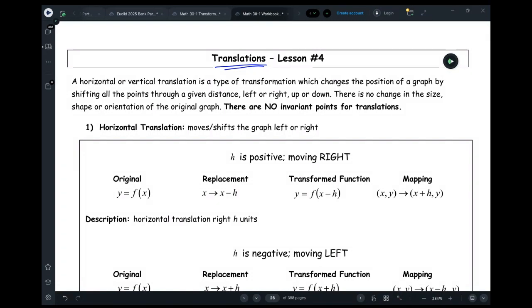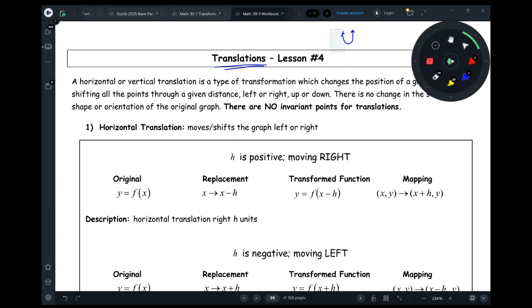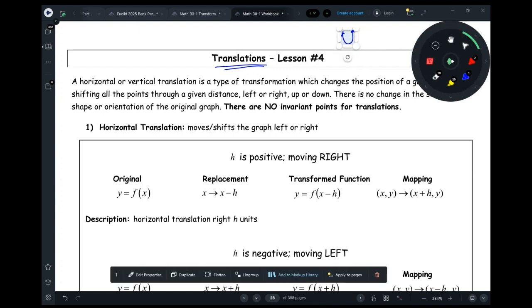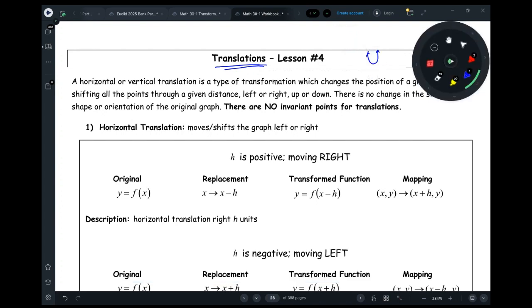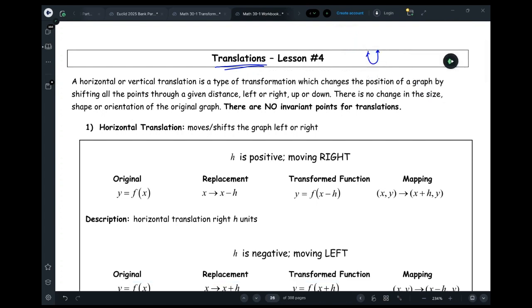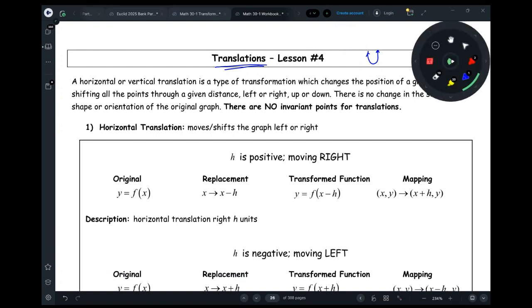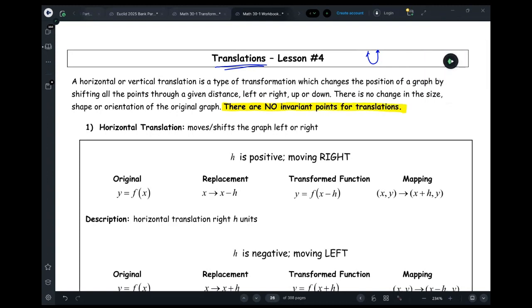What we're doing here is we've got a parabola like this. Let's say here's my parabola. And then what I'm going to do is move it, just move it back and forth or up and down. Either way, that's what we're doing with this lesson. Now, because we're moving it, there are no invariant points. Everything changes when we do a translation. Now let's take a look at how this is going to work algebraically.